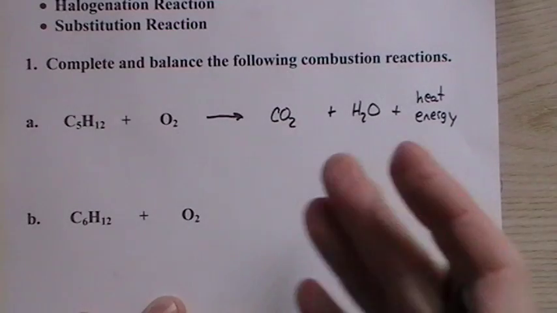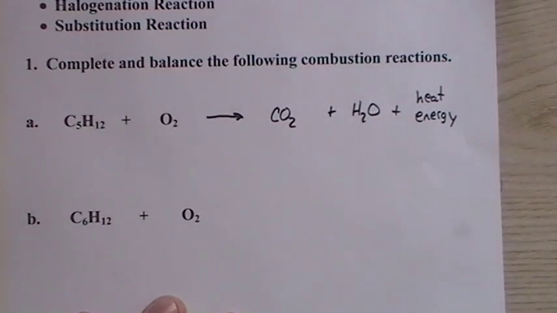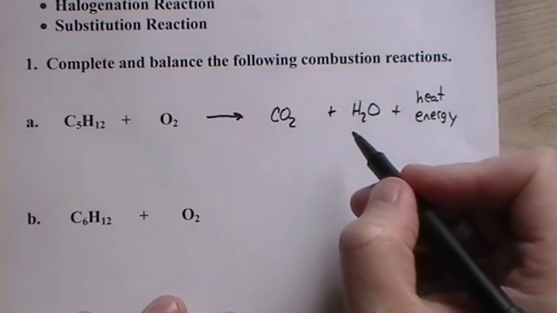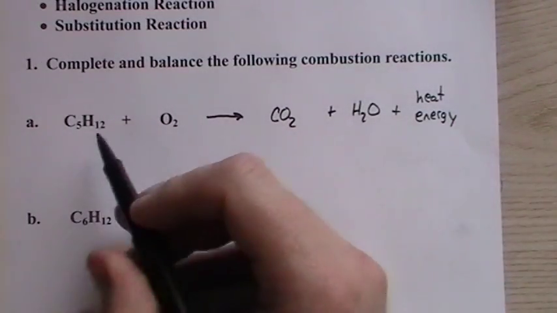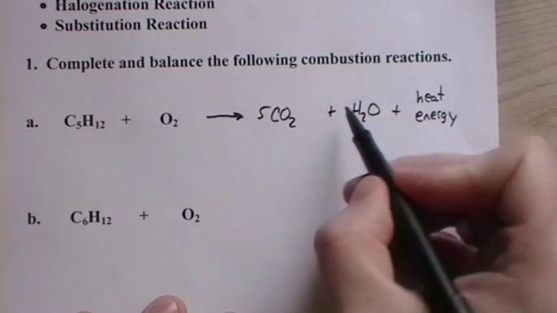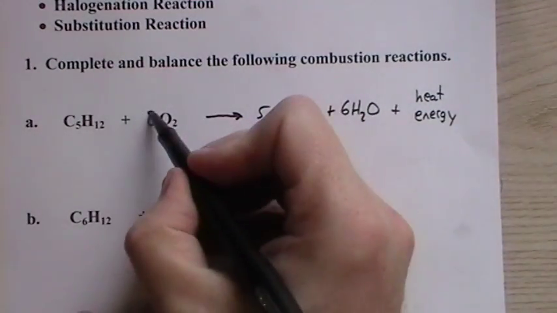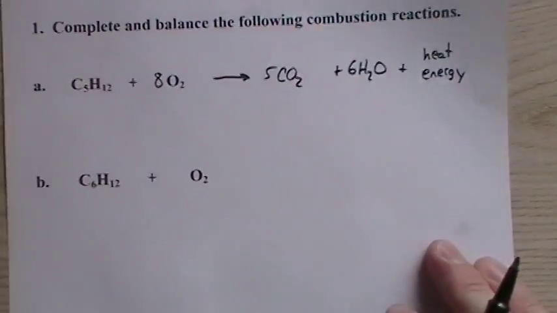Pretty common. But heat energy, you have to put in there because we picture it as the pentane and oxygen come together and they just kind of fall apart into CO2. No, it burns. It burns, gives off heat and light. So it's a big, powerful reaction. We want to put that in there. Now we got to balance it. I'm not going to spend a lot of time on this because it's something you should know how to do.